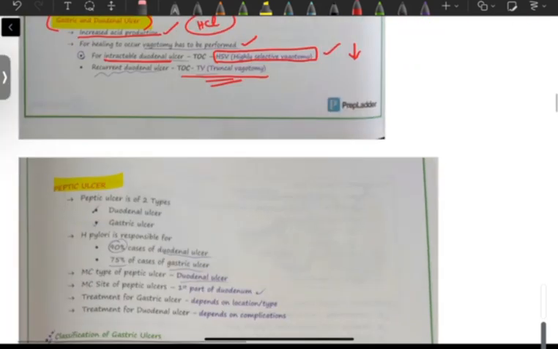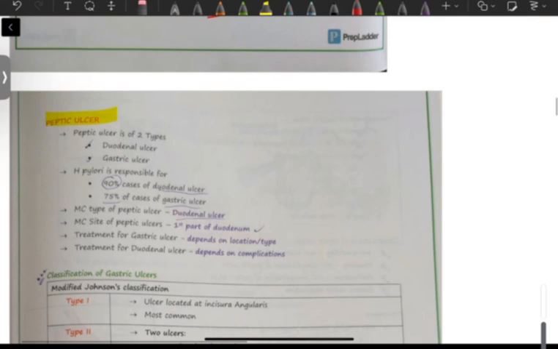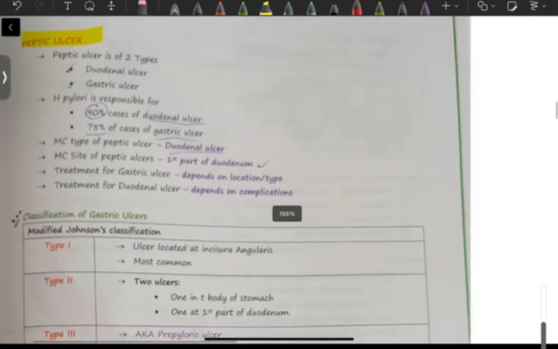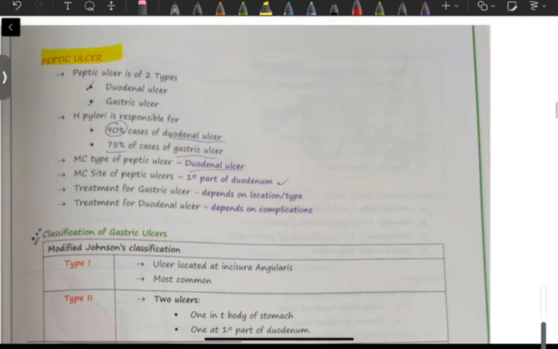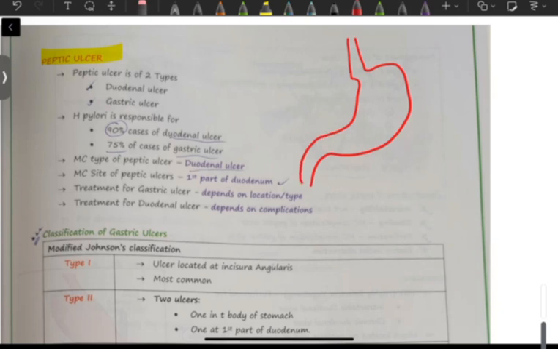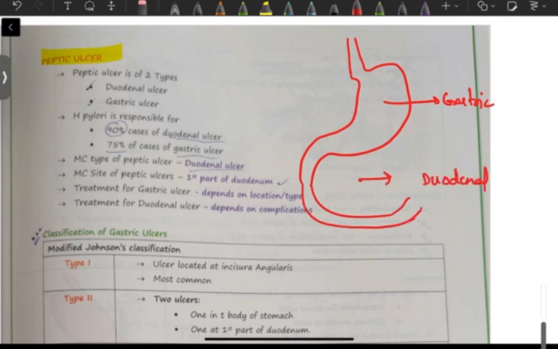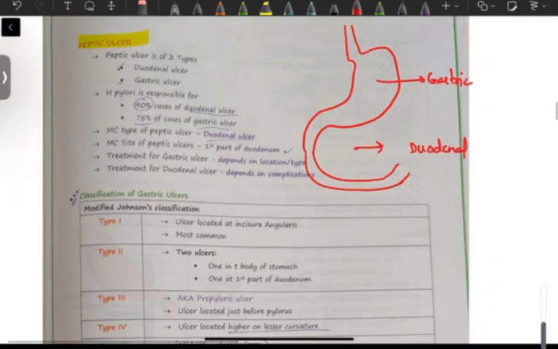Okay, so now we will be dealing with the main pathology, that is peptic ulcer. Peptic ulcer is of two types based on the location. It can be anywhere in the stomach, called gastric ulcer, or it can be in the duodenum, called duodenal ulcer. Both of these are combinedly called peptic ulcer.